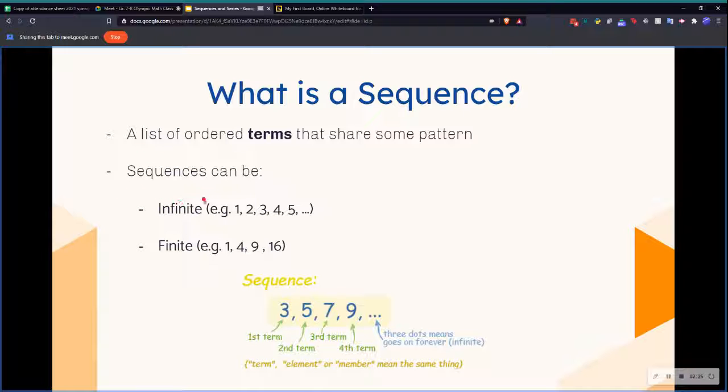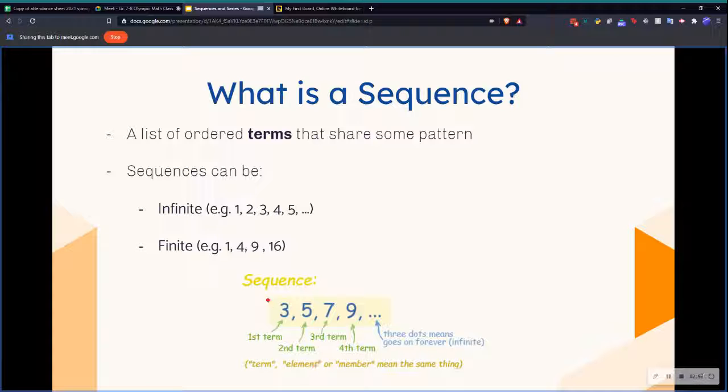There are a couple types of sequences. First, they can be infinite sequences. For example, 1, 2, 3, 4, 5, and so on. If you see the ellipsis, the three dots, that's how you can tell it's infinite. Finite just means it has a set number of elements. For example, 1, 4, 9, 16, the perfect squares in order, but there are only 4 of them, so that's how you know it's finite.